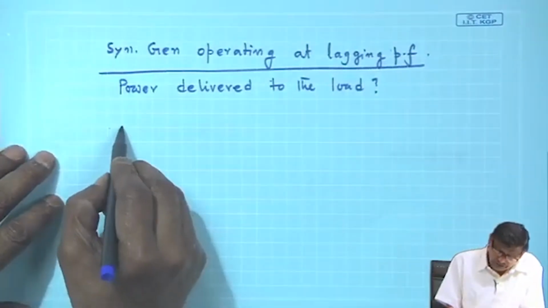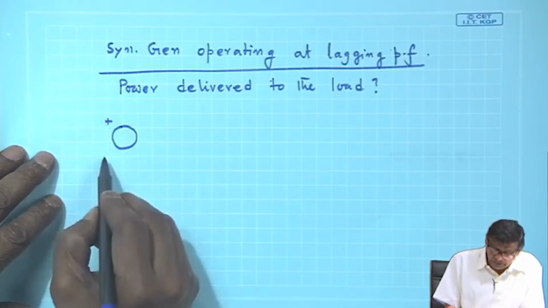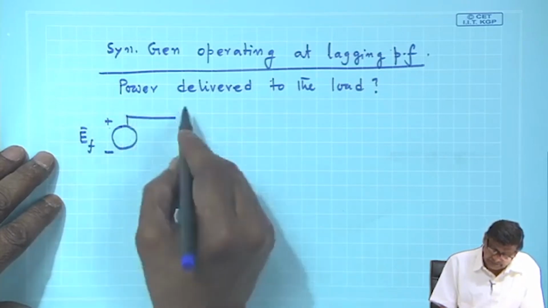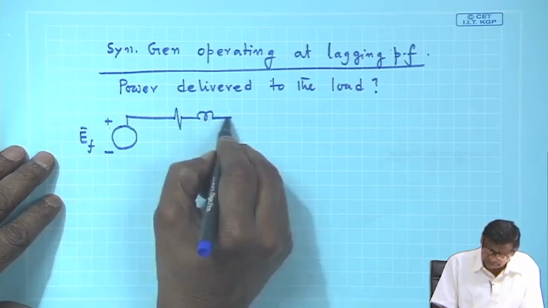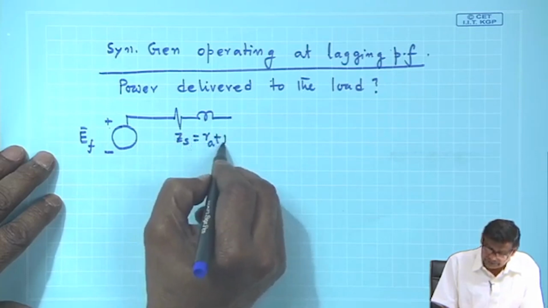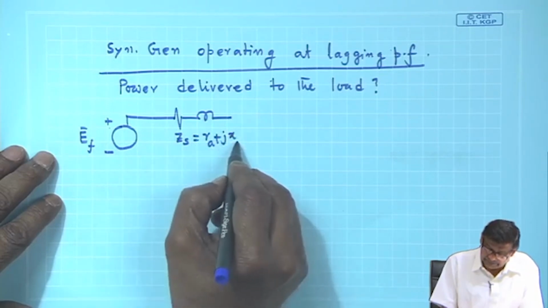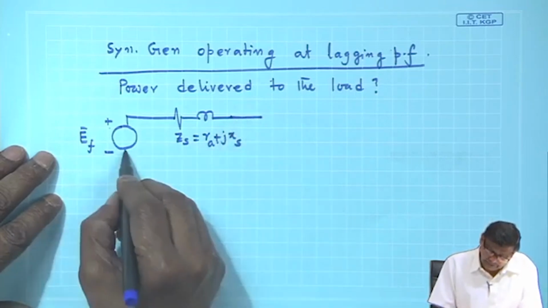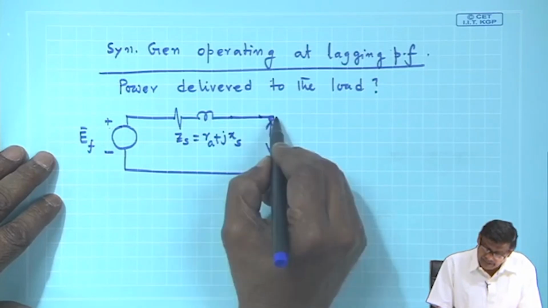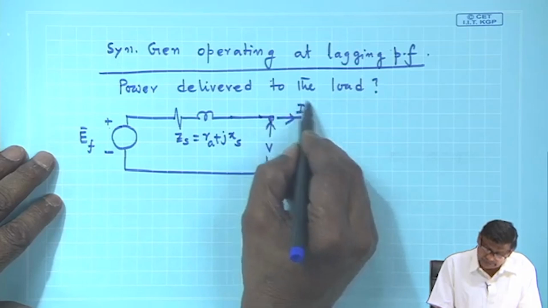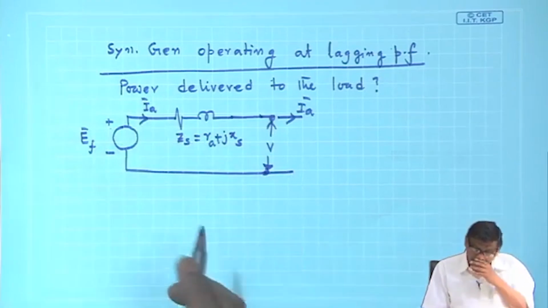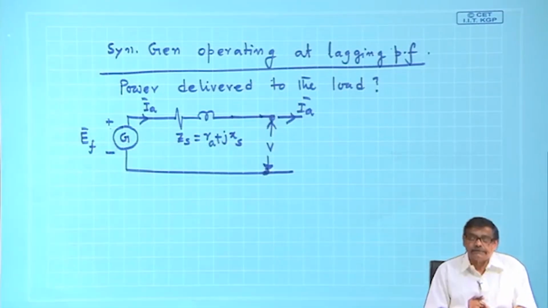So, first what you do? You draw the equivalent circuit. This is your E bar F. Here is your synchronous impedance Z s, which is equal to R A plus j X S, and here is your terminal of the machine per phase equivalent circuit V, and it is delivering a current I A bar. Okay. And it is operating as a generator, that is the thing.